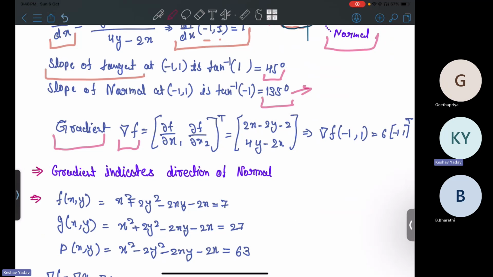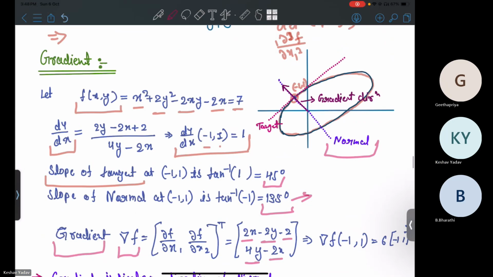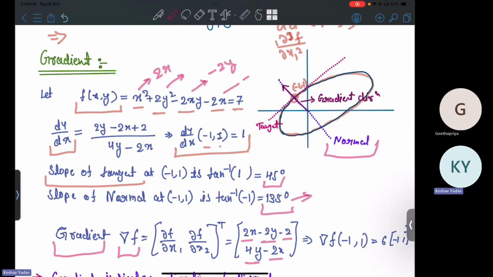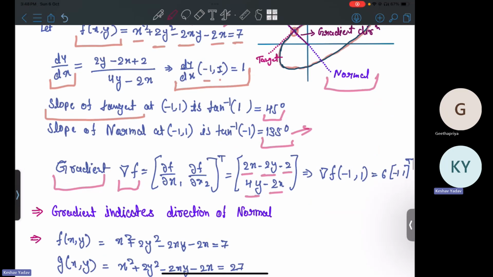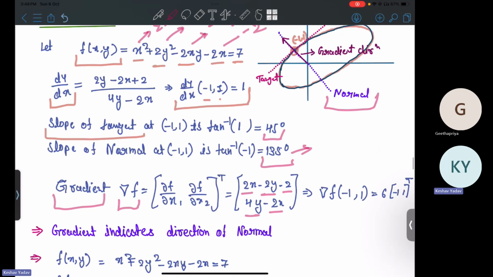If you find the gradient, it is 2x minus 2y minus 2, 4y minus 2x. From here 2x, this will be 0. When we take the derivative with respect to x, this will be equal to what? Minus 2y minus 2. That's why it is written like that. And this will be 4y. Sorry, 4y.